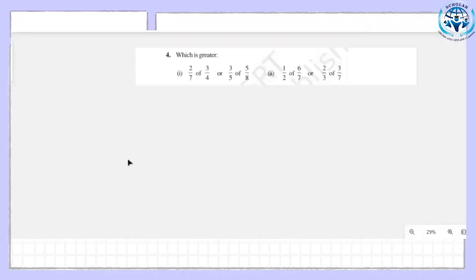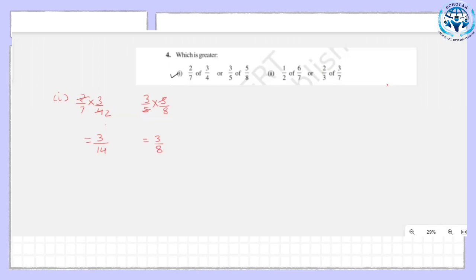Question number 4. Which is greater? 2 by 7 of 3 by 4 or 3 by 5 of 5 by 8? First of all, find out 2 by 7 of 3 by 4. That means 2 by 7 into 3 by 4, because of means multiplication. 2 2 ja 4, 3 upon 14. Next, 3 by 5 of 5 by 8. 5 5 cancel, 3 by 8.